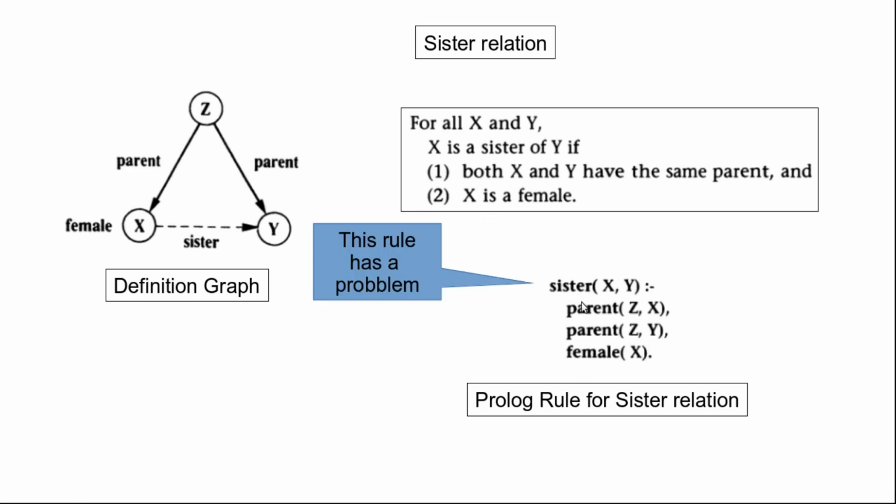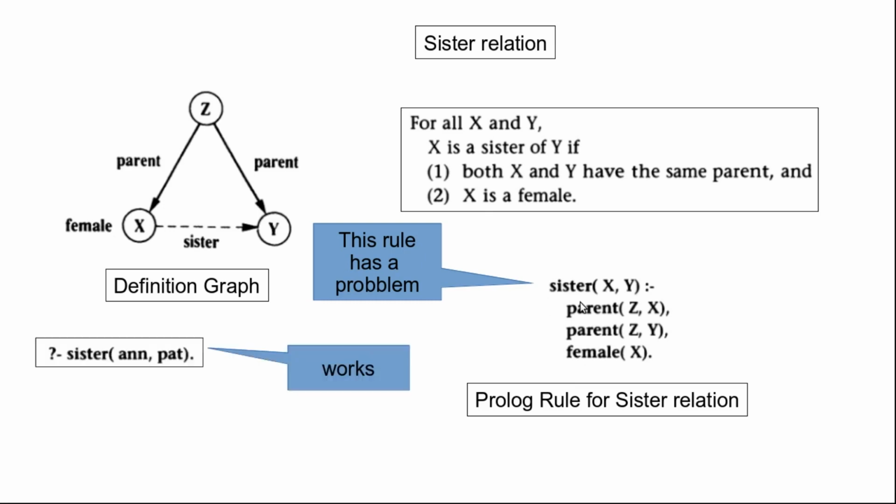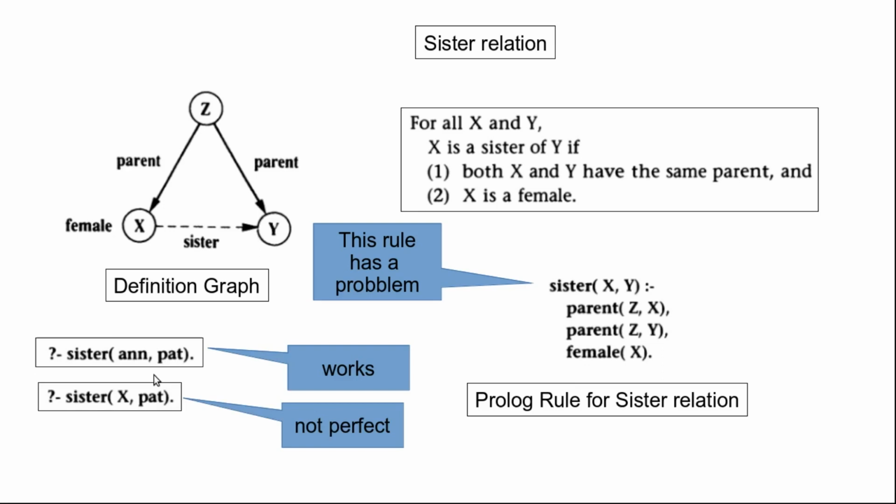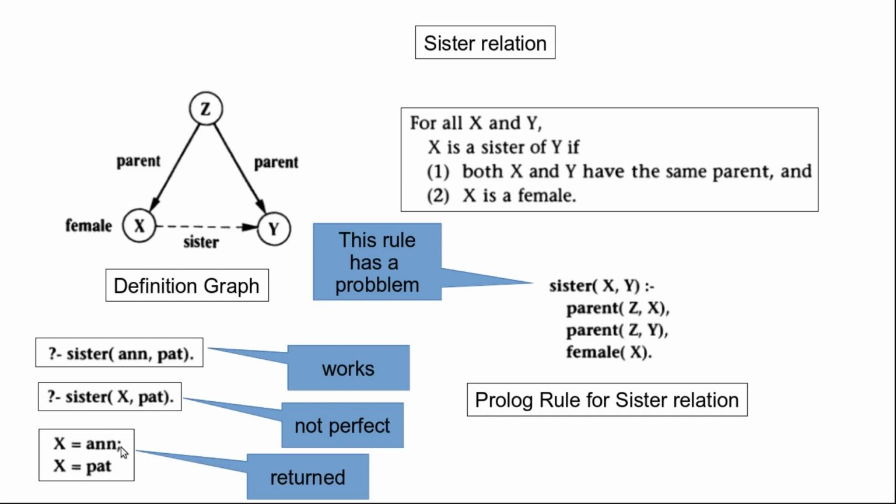But this rule has a problem. If you try to execute it in SWI Prolog, for queries like this, it will be fine. If you go back to our family tree, you will see that N is actually a sister of Pat, and hence it will return true as the correct answer. But if we ask a question like who is the sister of Pat, then we'll see that the way we have written the rule is not perfect. When we execute this query, it would first return N, and if we press semicolon, it will return Pat. So what it is saying is that Pat is a sister of Pat, which is not logical.